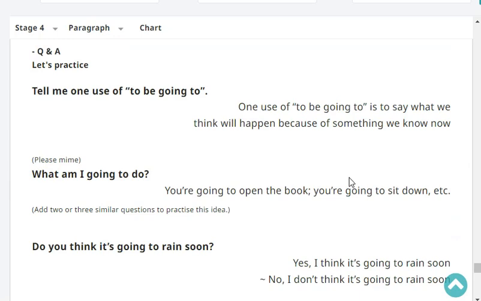Okay, what am I going to do? You are going to open the book. Right?